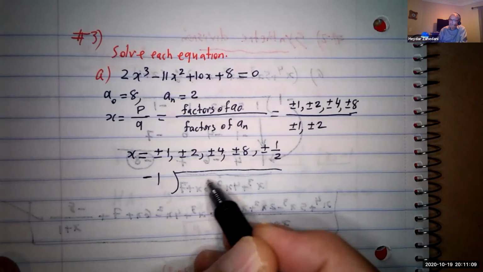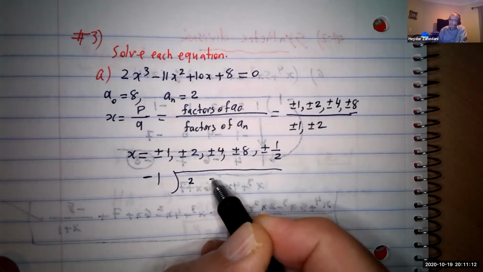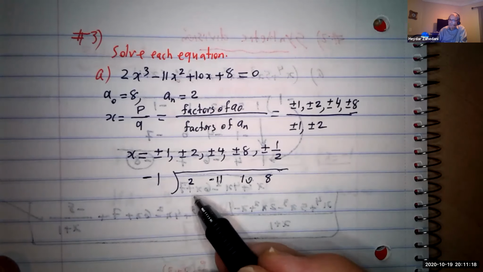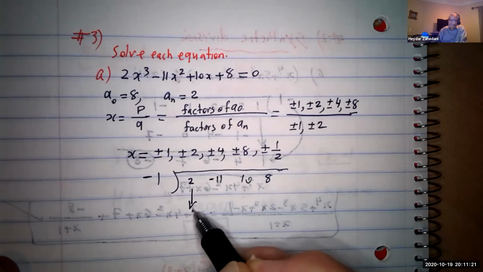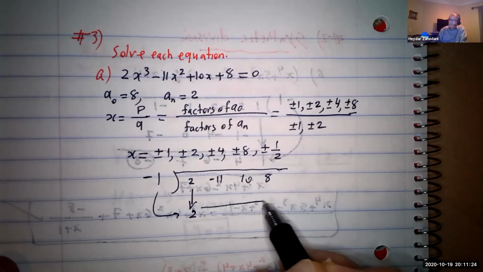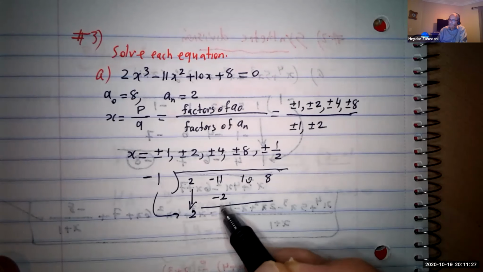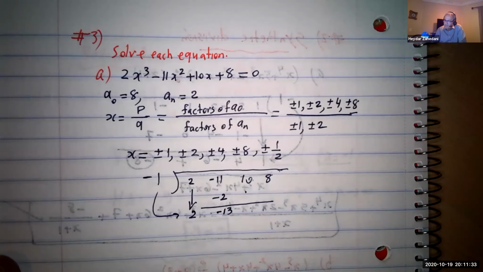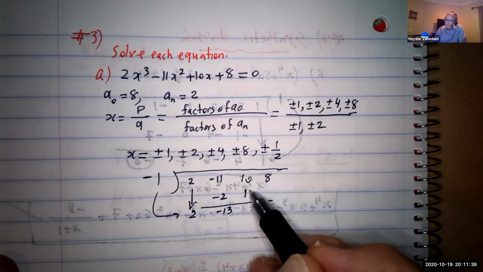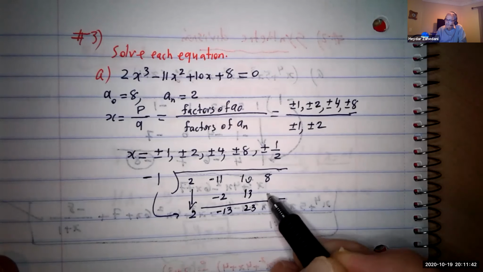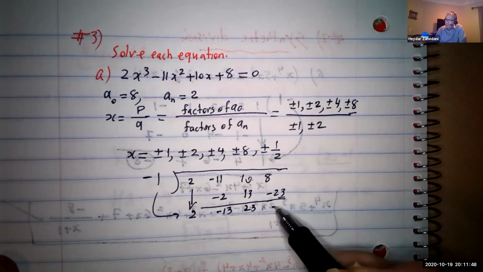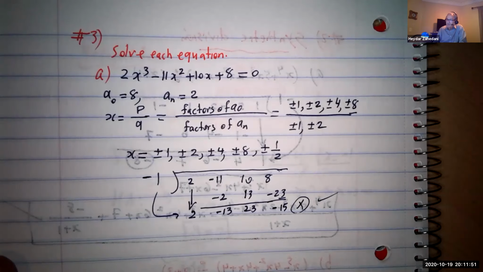If you check the negative 1, it's going to be 2, negative 11, 10, and 8. You bring the 2 down and then start multiplying. So that gives a negative 2, which is going to be negative 13. That gives a negative 2, negative 13, so that makes it 23. So it's not. This is not going to be the case, so 1 and negative 1 are out.